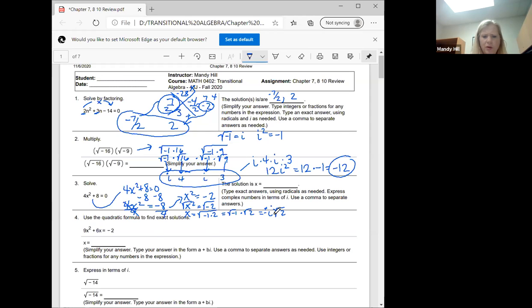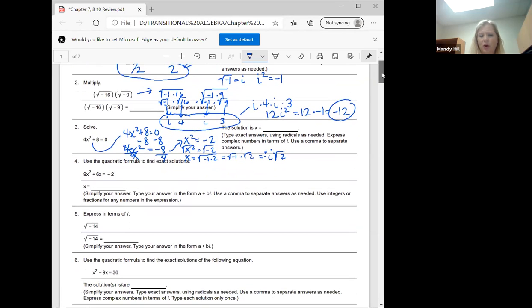Use the quadratic formula to find the exact solutions. I'm going to go ahead and work it how the problem is asking me to work it. You need to know on this type of problem that you have to have it equal to 0. So when you're going through here and this is not equal to 0, you're going to need to move that 2 over and make it equal to 0.